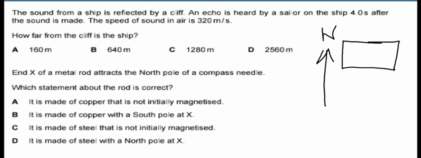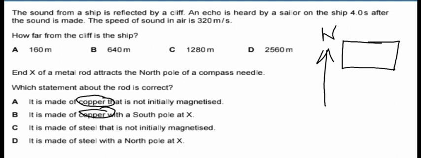Okay, so we have A, which is saying it is made of copper that is not initially magnetized. Copper is not a good material for a magnet. So you can't make a magnet using copper. Meaning, even B is not going to be the answer because they have involved copper. Copper is not a good material for making a magnet. It is not a magnetic material. It can't be attracted to a magnet.